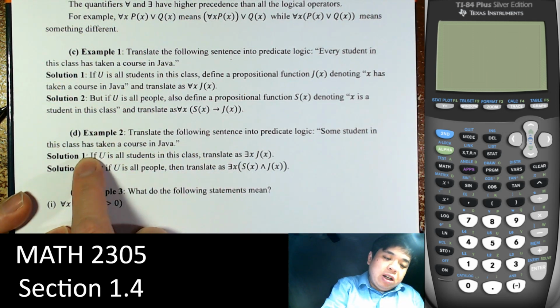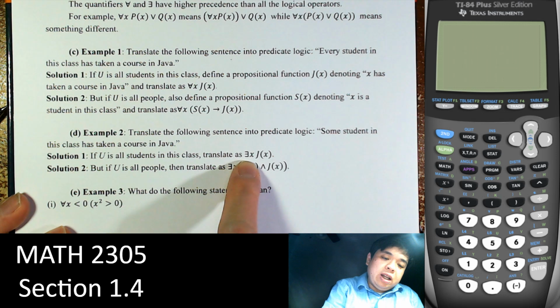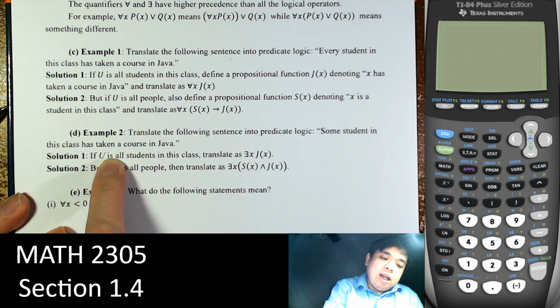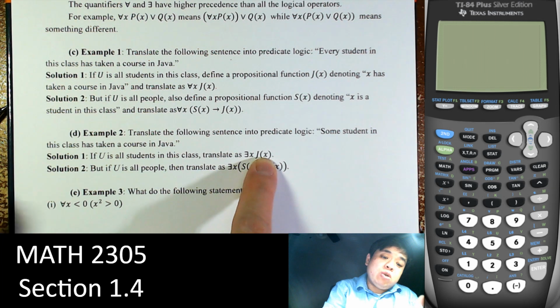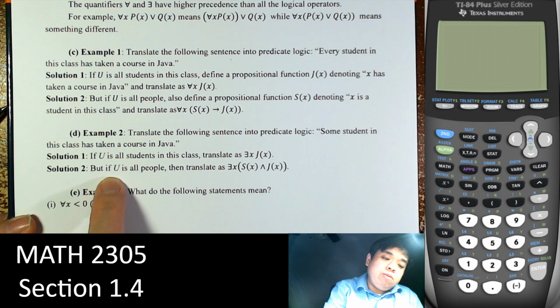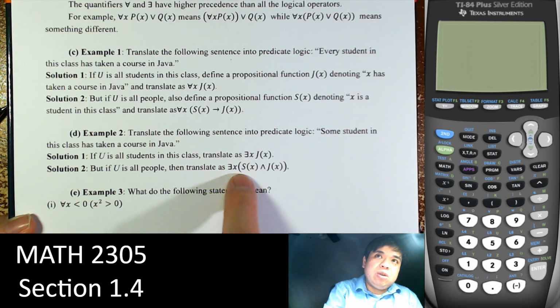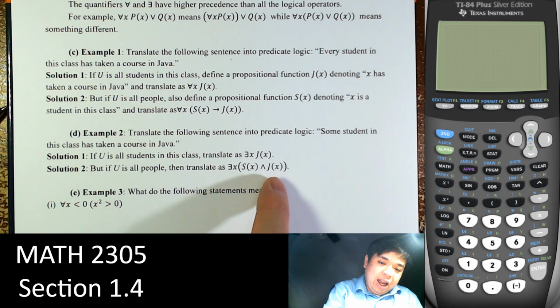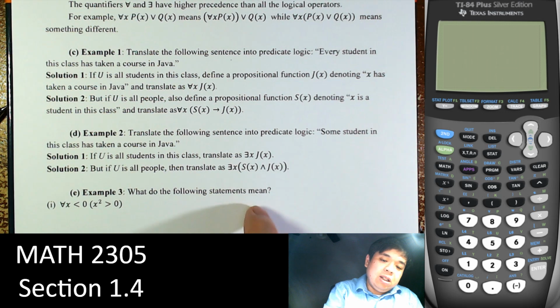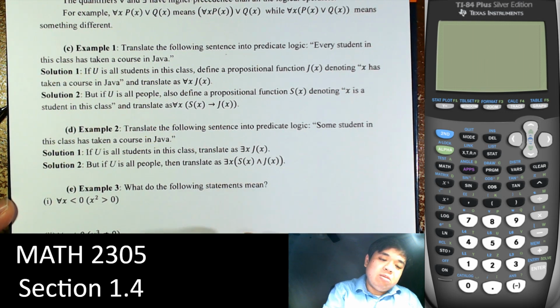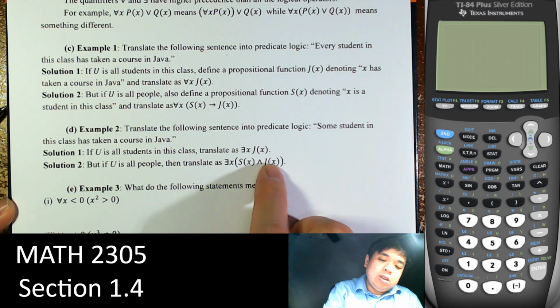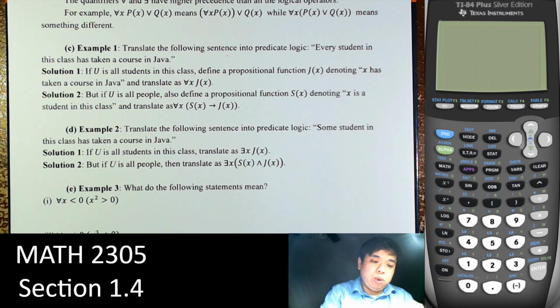Logic. Some student in this class has taken a course in Java. So we say there exists some student in this class, which is you, who has taken Java. That's one. But if we use all the people, then we translate it as all the students in the class, everybody in this class, taking Java. So that is the difference between the two.